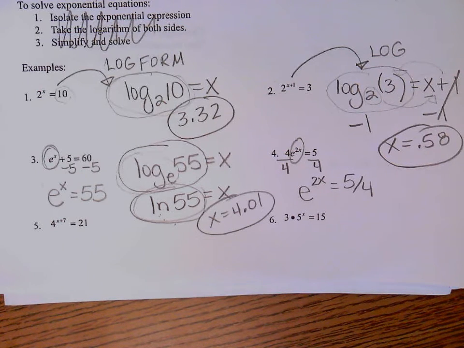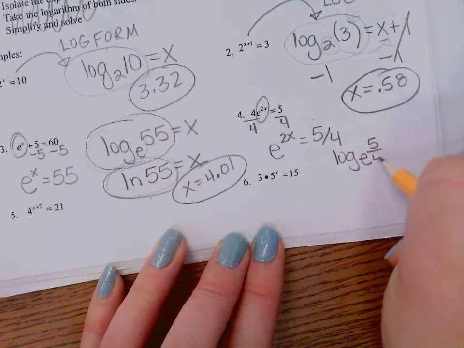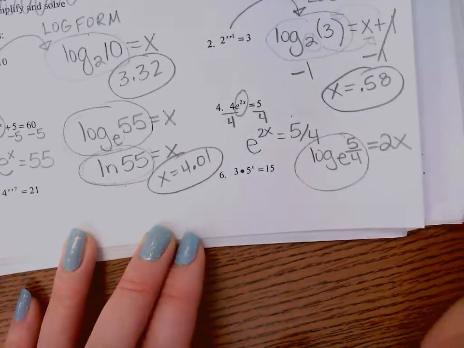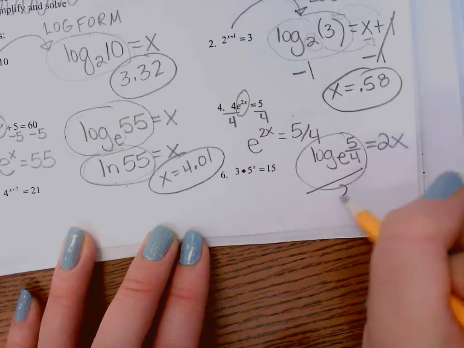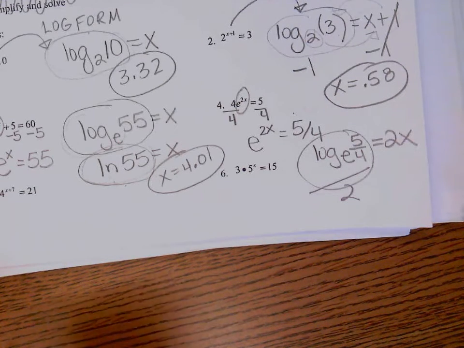But it's fine. If you like just changing base instead of taking the log of both sides, you would write it as the log base e of 5/4 equals 2x, which is the natural log of 5/4 divided by 2 at the end. So when someone says they're going to take the log of both sides, they really are going to take the log of both sides. We're just doing a different strategy. We're just changing it into log form. But it means the same thing.